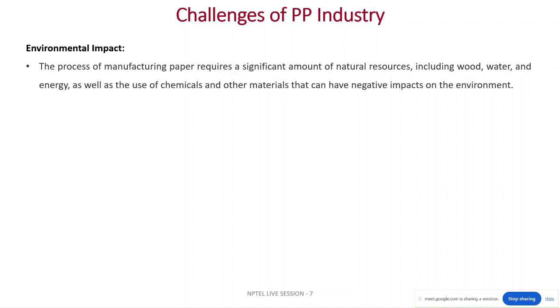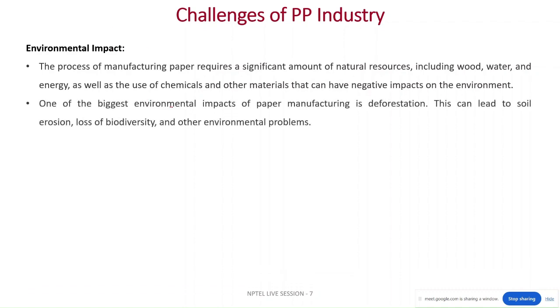So regarding environmental impact, the process of manufacturing paper requires a significant amount of natural resources, right? We are using wood, water, as well as energy to run the machines. As well as that, a lot of additives or chemicals are used, which have a negative impact on the environment. One of the biggest environmental impacts of paper manufacturing is deforestation.